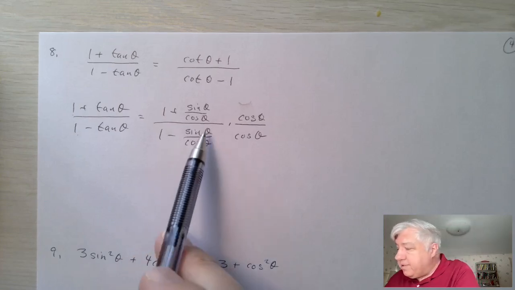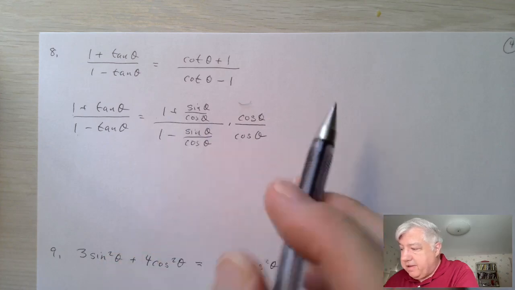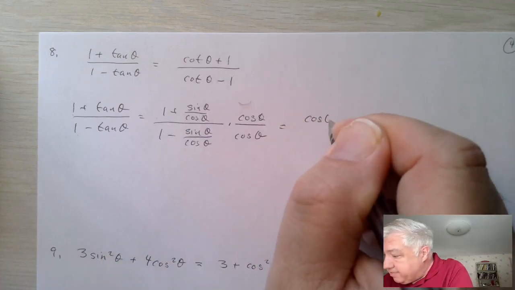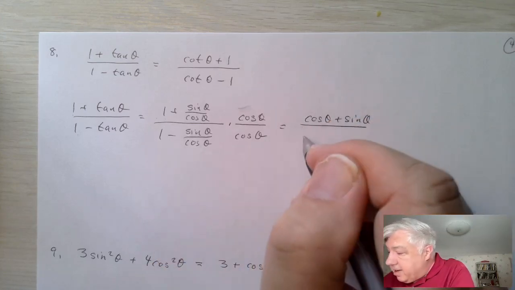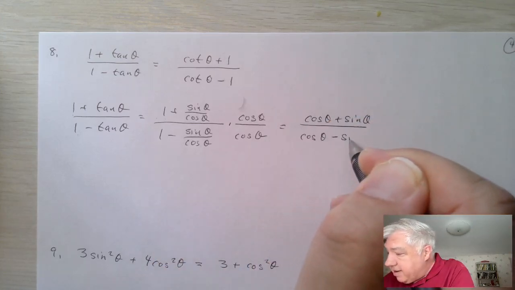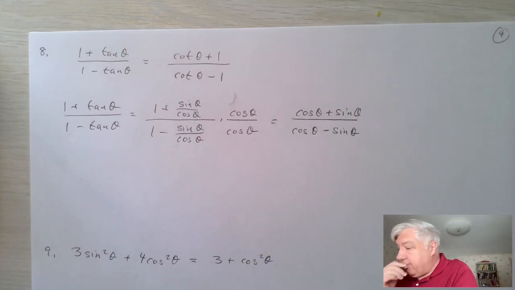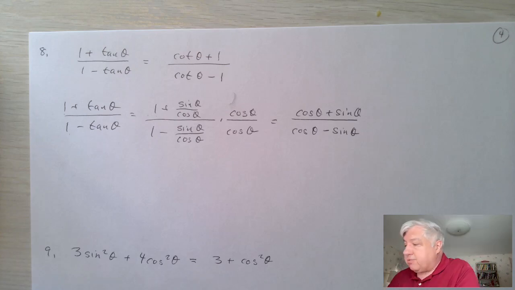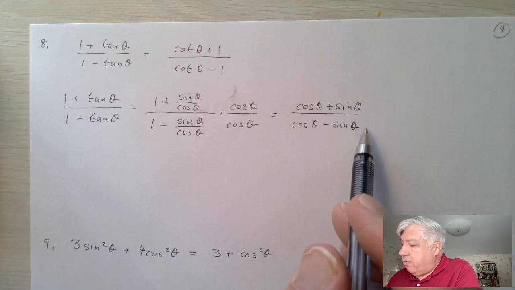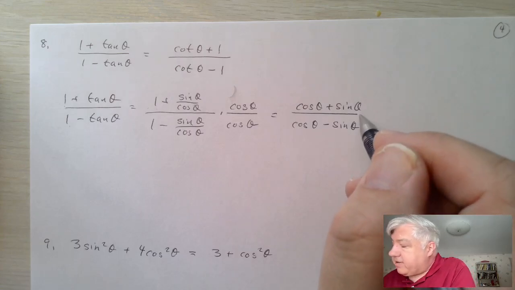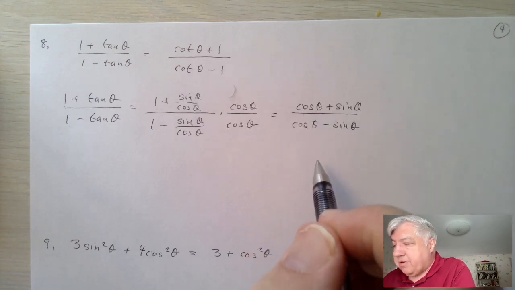Because then we distribute this cosine, so we'll have cosine of theta times 1 plus sine theta. So this will be cosine theta plus sine theta. And then down here we'll have cosine theta minus sine theta. Okay. And then what we can do is factor out a sine. Now, how can we do that? Well, there's no sine here, but we can sort of factor out a sine if we use reciprocals.